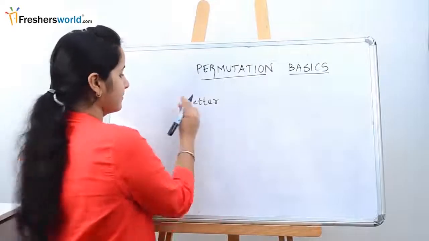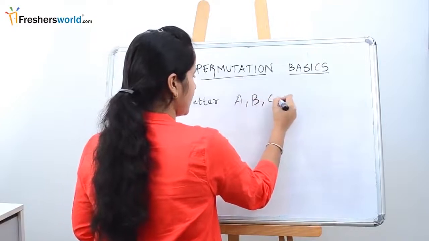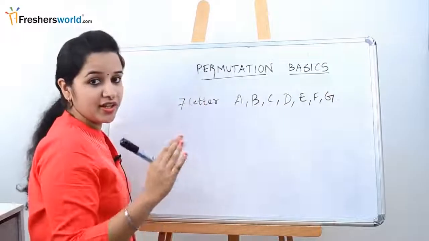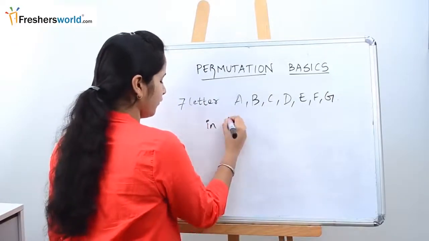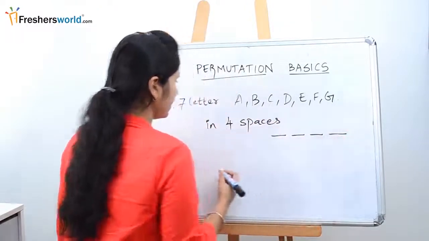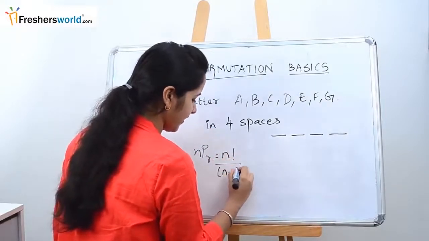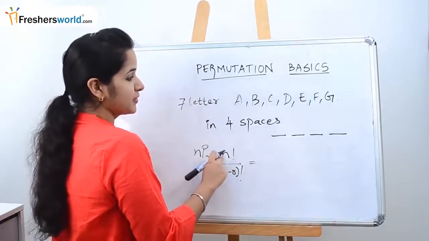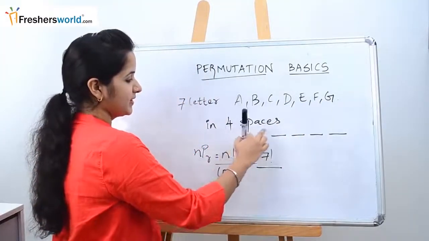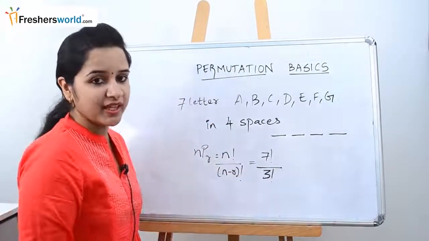Let's understand it with another example. Let's take 7 letters now: A, B, C, D, E, F and G. They are asking you to arrange these 7 letters in 4 spaces. As we know, the formula nPr is equal to n factorial divided by (n minus r) factorial. The number of letters is 7, divided by 7 minus 4, where 4 is the number of spaces, which is 3 factorial. If you simplify this, you will get the answer.